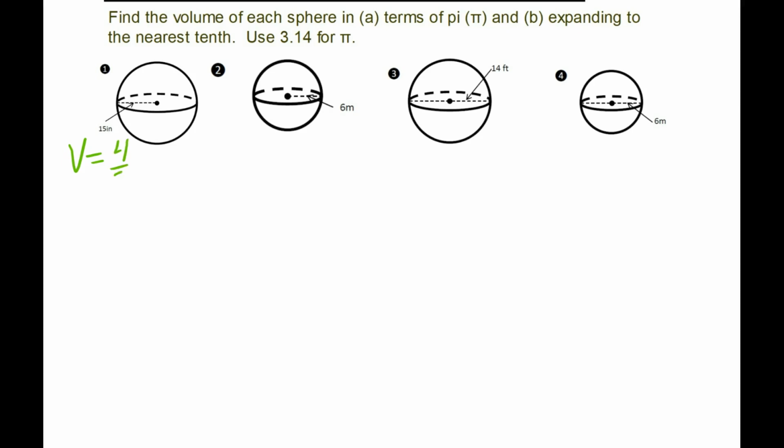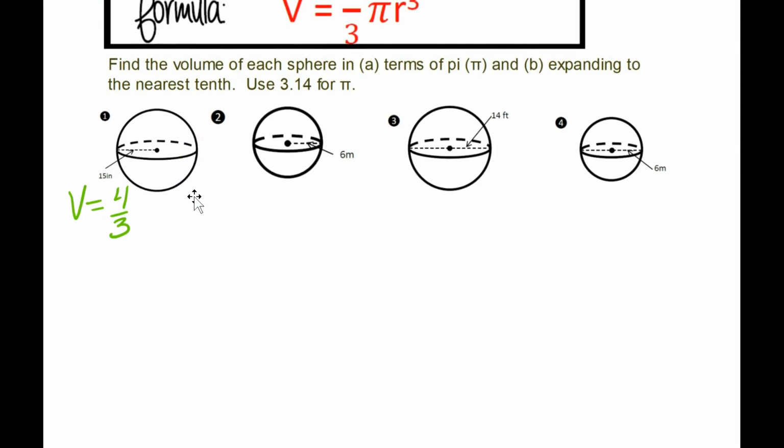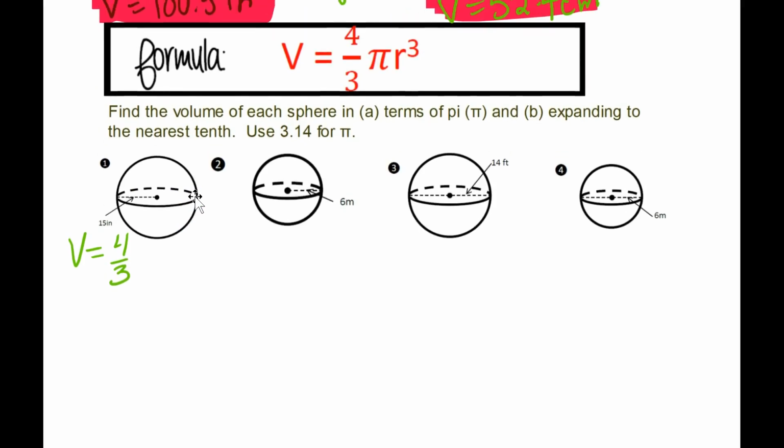V is equal to 4/3 pi r cubed. So it's not 1/3 and it's not pi r squared, it's pi r cubed. This is the one that you really technically have to remember. So V in terms of pi, leave it alone. V is equal to 4/3 times pi times my radius cubed. So take my 15 and cube it.